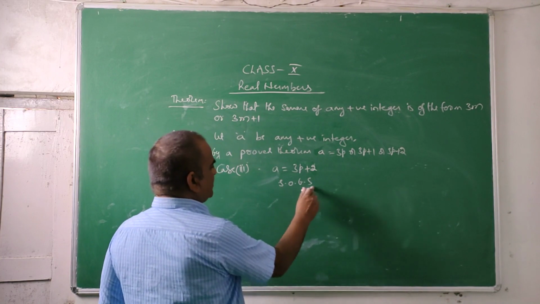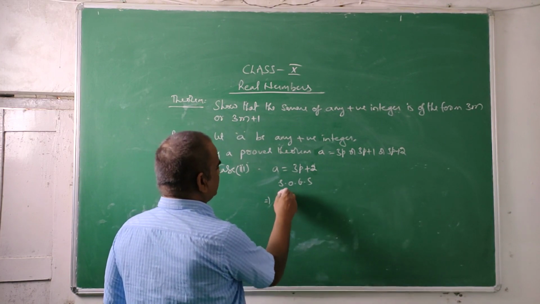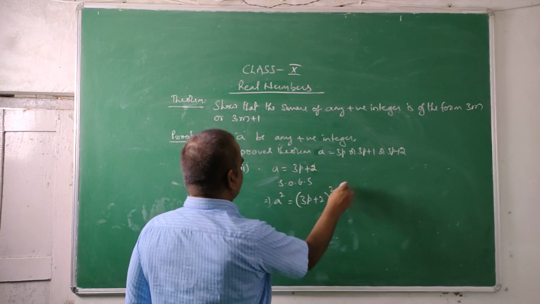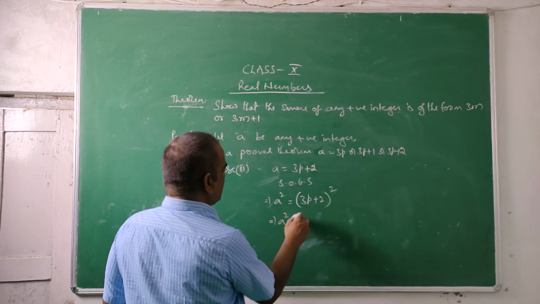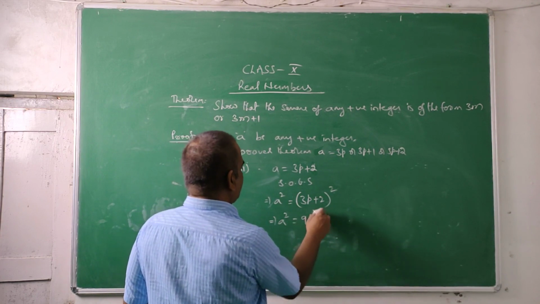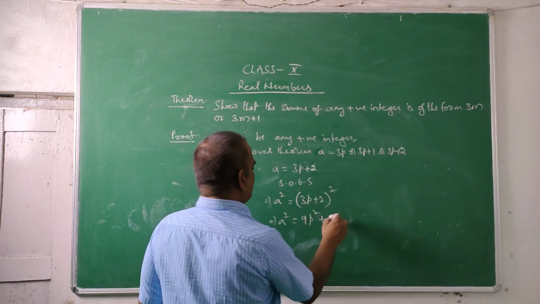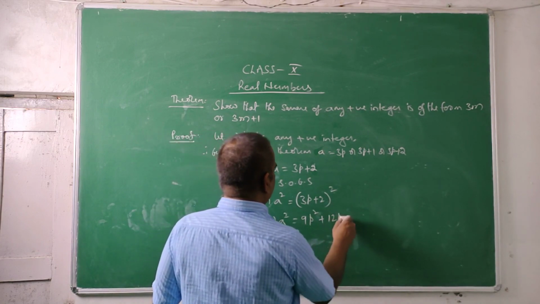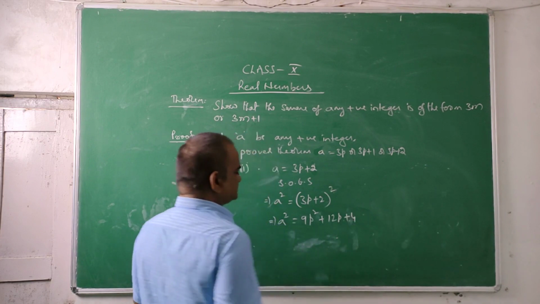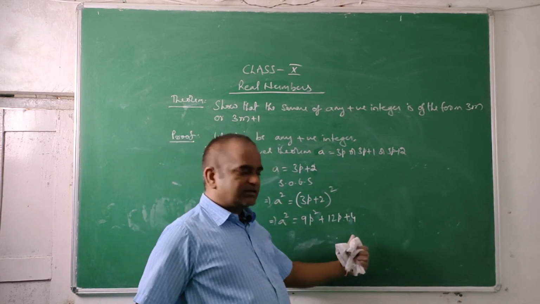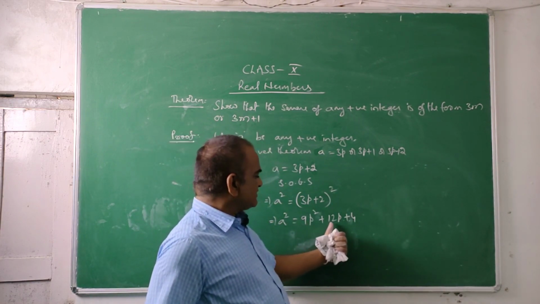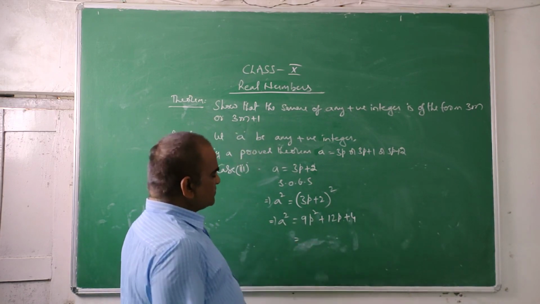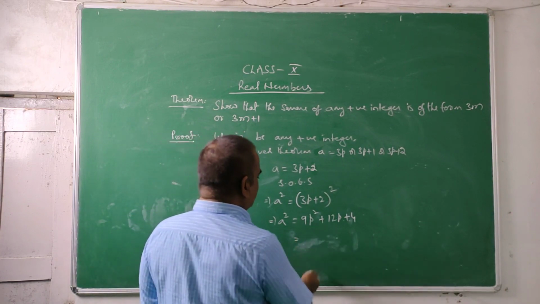So if you square it on both sides, you get a square is equal to (3p plus 2) the whole square, which is 9p square plus 12p plus 4, using the expansion of (a plus b) whole square. Did you understand? So it is 9p square plus 12p plus 4. Now what shall we do here?